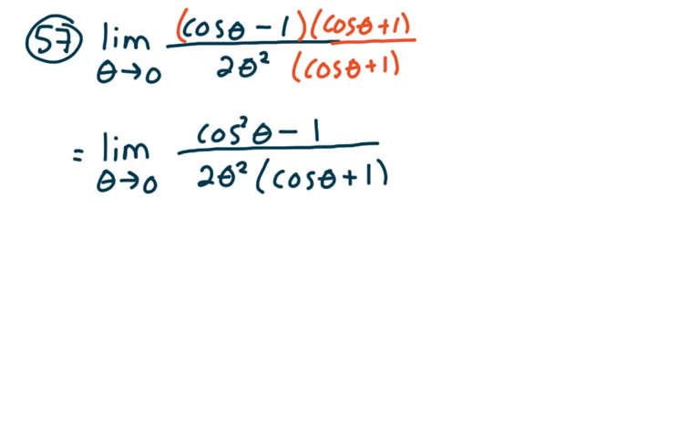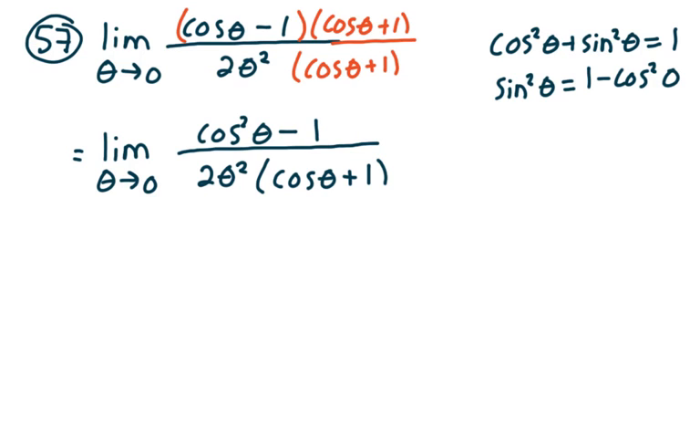Now, remember that cosine squared theta plus sine squared theta equals 1. Now, sine squared theta is 1 minus cosine squared theta. But we have cosine squared theta minus 1. So I'm going to multiply both sides by negative 1. And so negative sine squared theta is cosine squared theta minus 1.